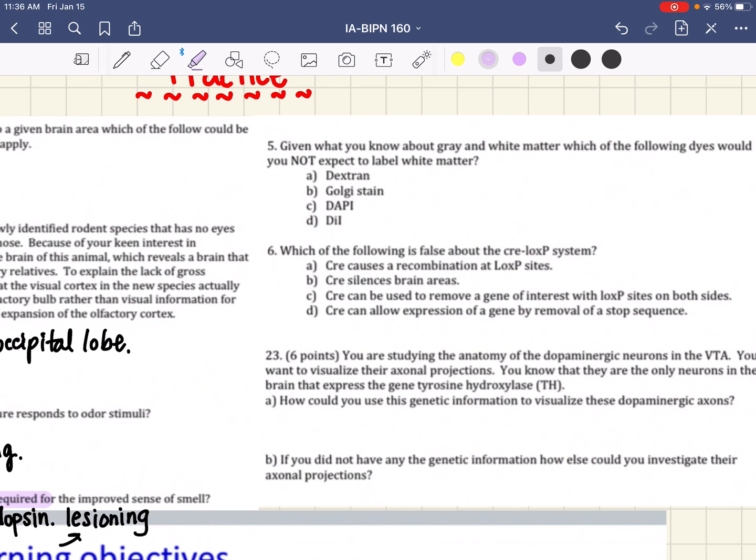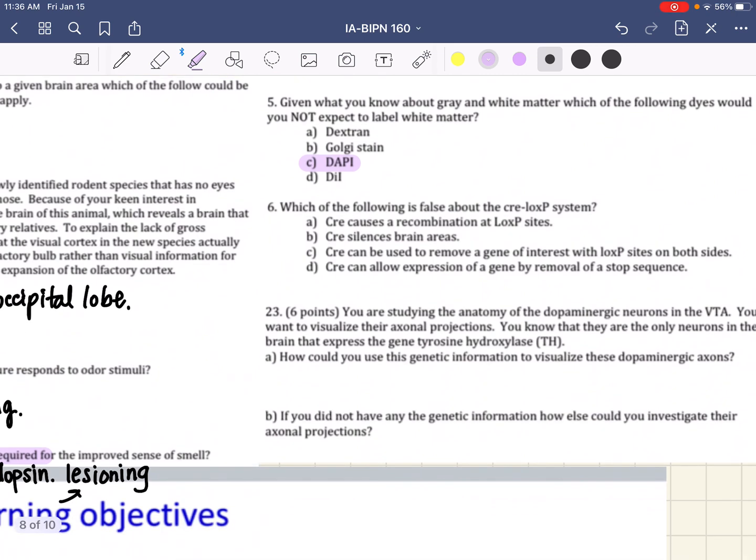And then the Golgi stain also stains the entire neuron. And so the only answer that's left is C, DAPI, but let's explain why. Remember that DAPI binds to DNA when it stains, and DNA is only in the nucleus, and the nucleus is only in the cell body of the neuron. And because the cell body is considered gray matter, then DAPI will not label white matter.